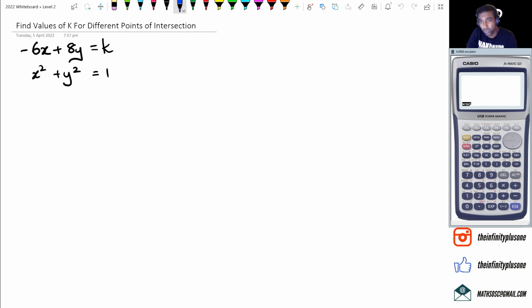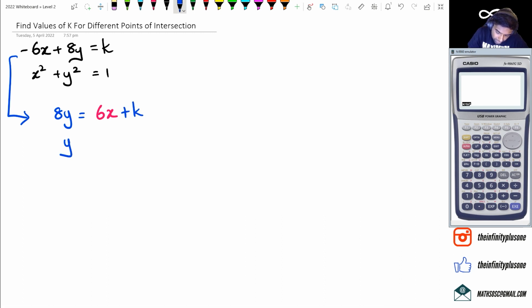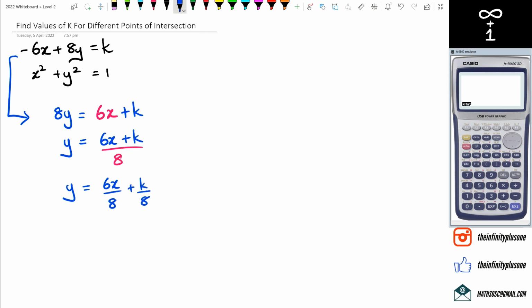The easiest way is to rearrange the straight line equation with y as the subject. So I'm going to rewrite this as 8y equals 6x plus k. Then I can rewrite this as y is equal to 6x plus k, the whole thing divided by 8. With fractions, remember you can switch through that: y is equal to 6x over 8 plus k over 8.